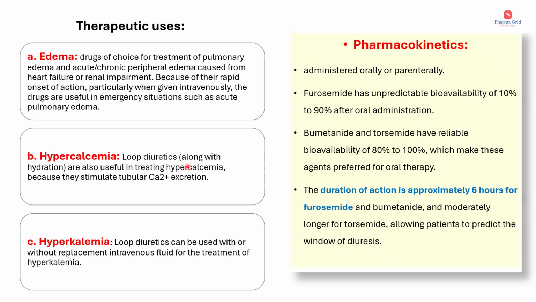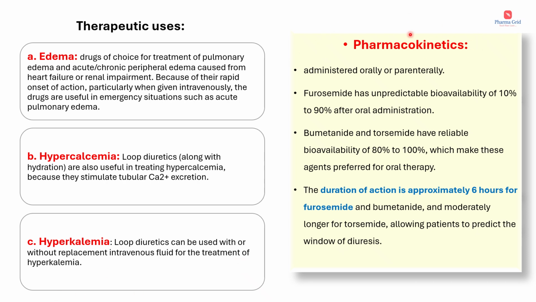Hypercalcemia. Loop diuretics along with hydration are also useful in treating hypercalcemia because they stimulate tubular calcium excretion. Hyperkalemia. Loop diuretics can be used with or without replacement intravenous fluid for the treatment of hyperkalemia.